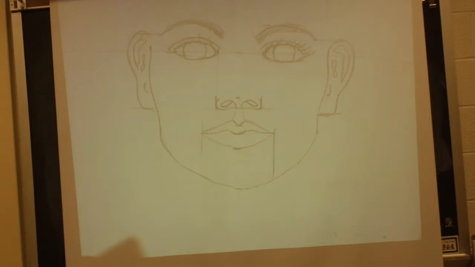The bottoms of your ears are right near the bottom of your nose. The tops of your ears are somewhere between the corners of your eyes and your eyebrows.